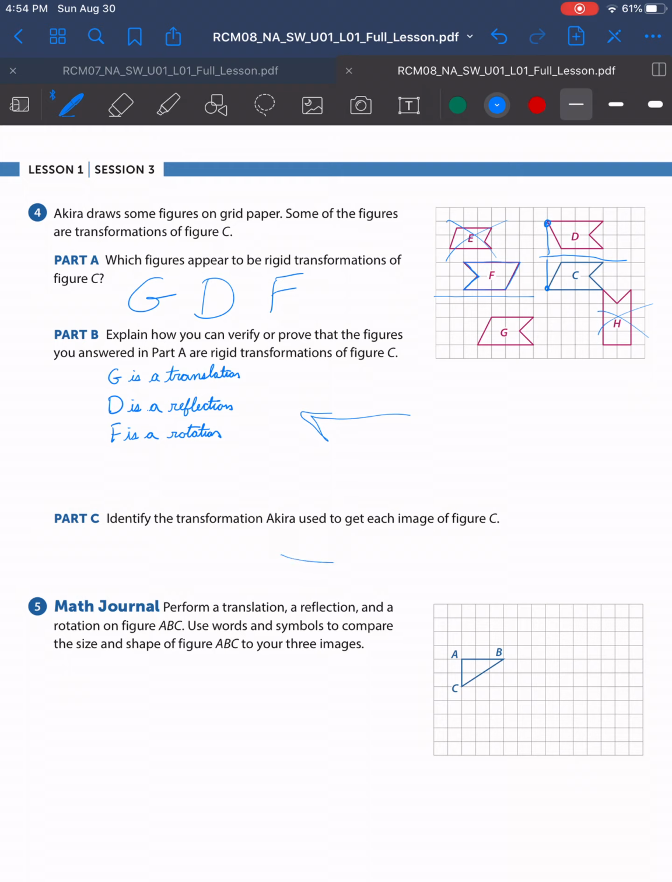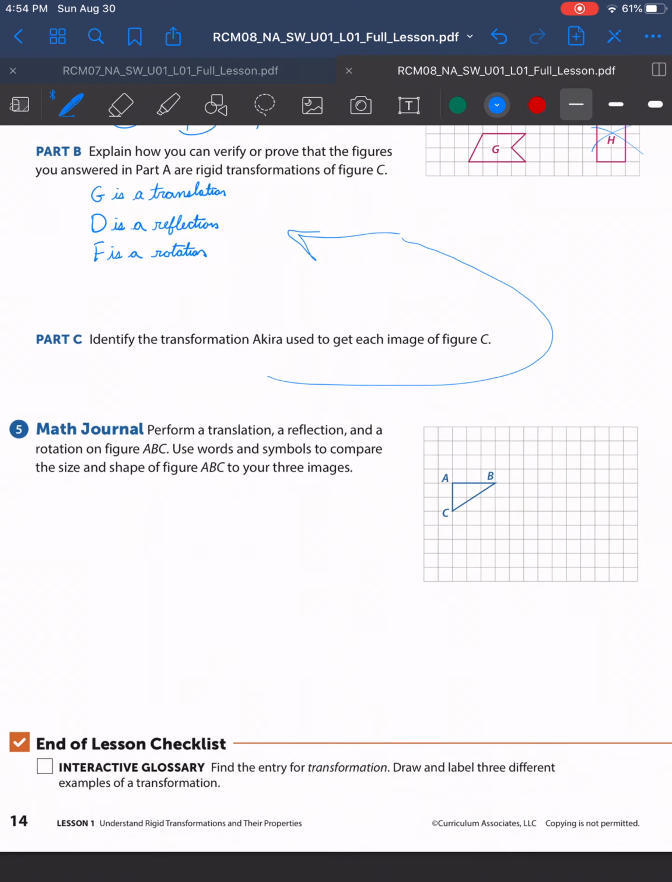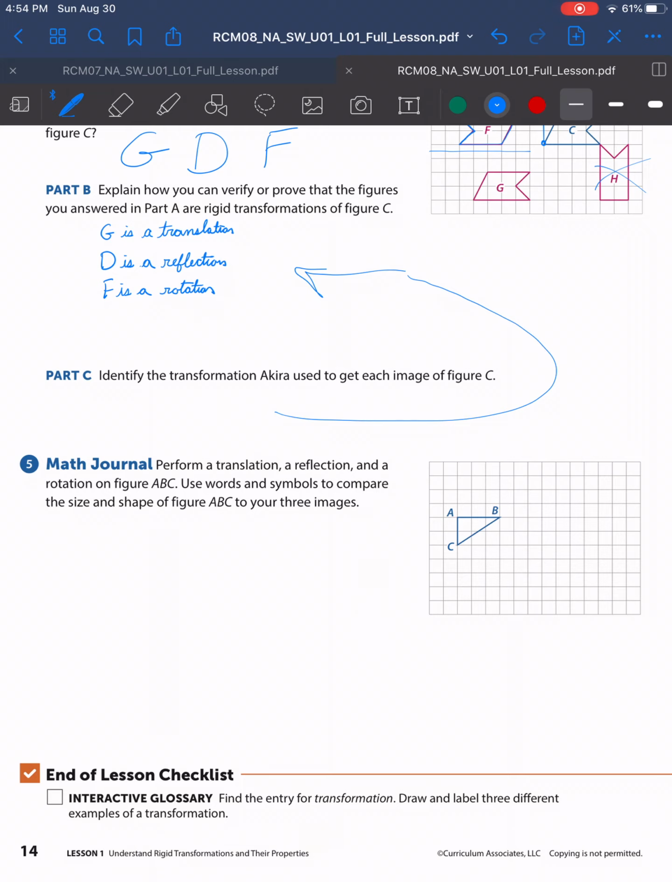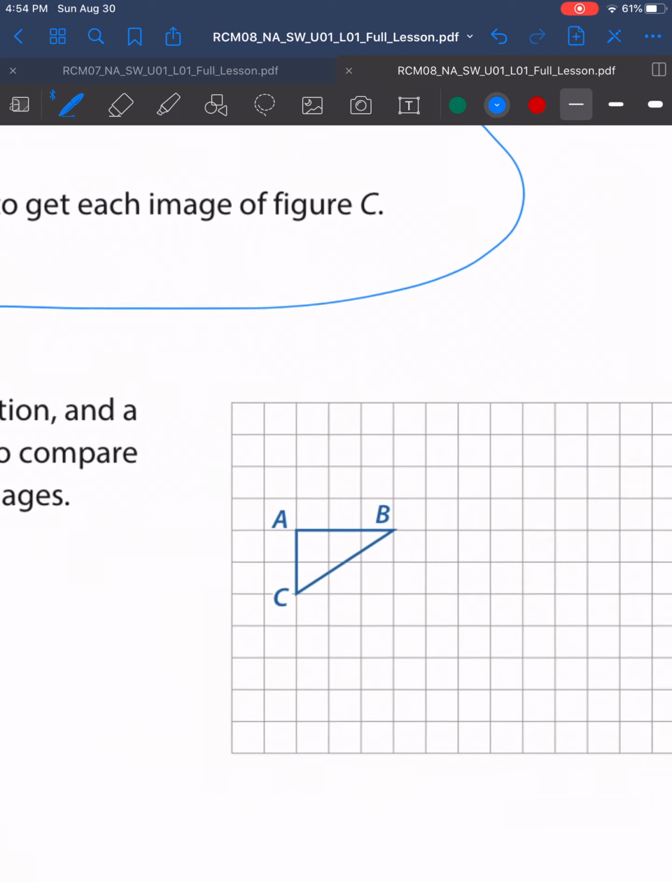So we're just going to draw an arrow from here to here and say, there's my answer. Okay. Number 5. Perform a translation, a reflection, and a rotation of figure ABC. Use words and symbols to compare the size and the shape of figure ABC to your 3 images. Okay. So let's go ahead and start.